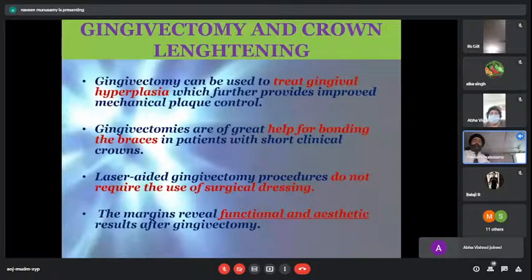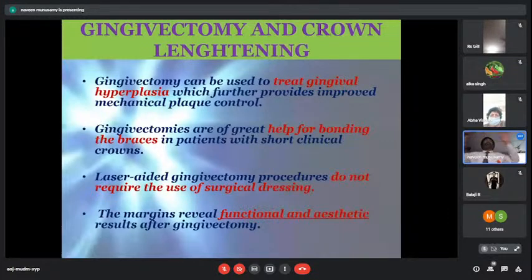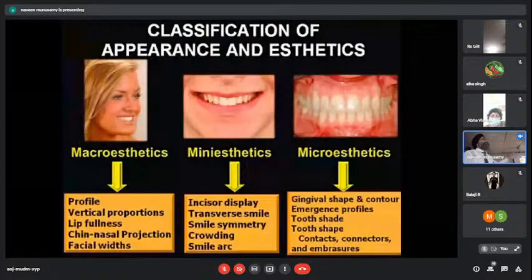The laser-aided gingivectomy procedures do not require the use of surgical dressings. Very important. When you are doing gingivectomies, you have to put a co-pack. Here you don't need to put anything. A very hygienic method to do it. The margins reveal functional and aesthetic results after gingivectomies. As I said before, the macro aesthetics are very nicely taken care of by orthodontics, but when it comes to micro and mini aesthetics, you have to add these adjuncts.